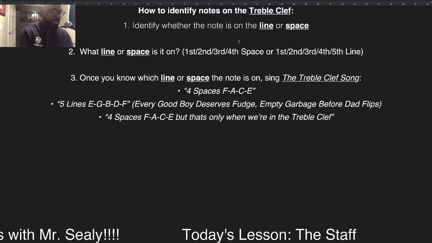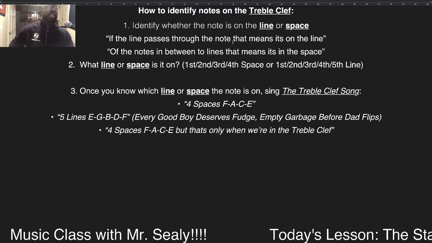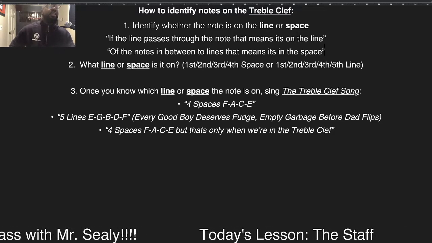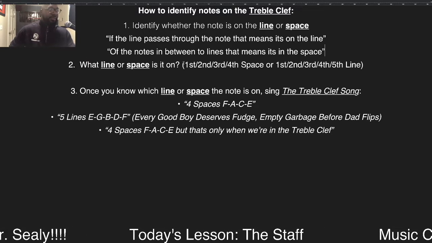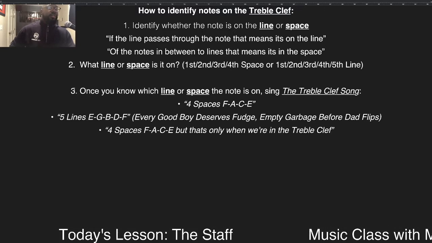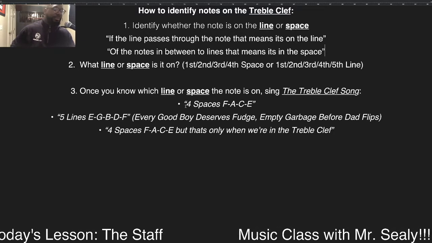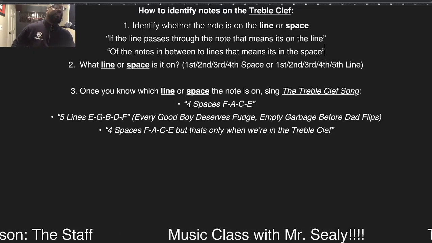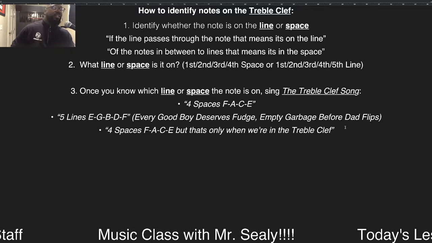Okay, let me actually label this for all my visual learners out there. I just forgot to say that, but just in case you need to see it. If the line passes through the note, that means it's on the line. If the note's in between 2 lines, that means it's in the space. So our first step: identify whether the note is on the line or the space. Second step: what line or space is it on? First, second, third, or fourth space; first, second, third, fourth, or fifth line. And third step: once you know which line or space the note is on, sing the treble clef song, which we just sang. 4 spaces, F, A, C, E, 5 lines, E, G, B, D, F, 4 spaces, F, A, C, E, but that's only when we're in the treble clef.